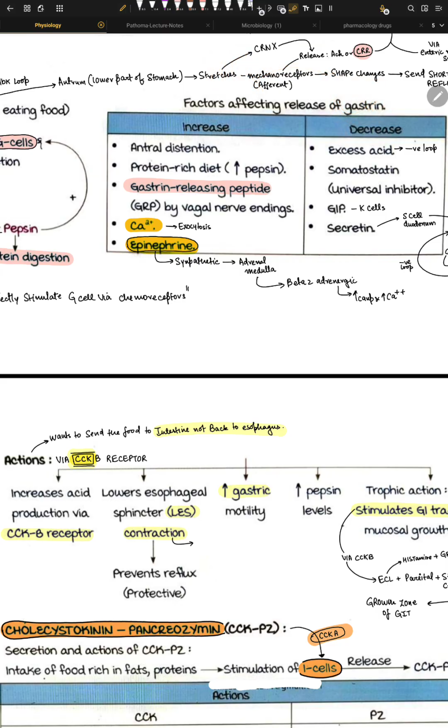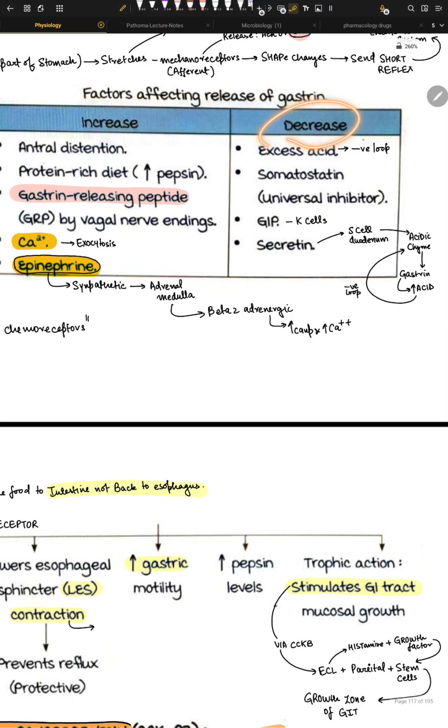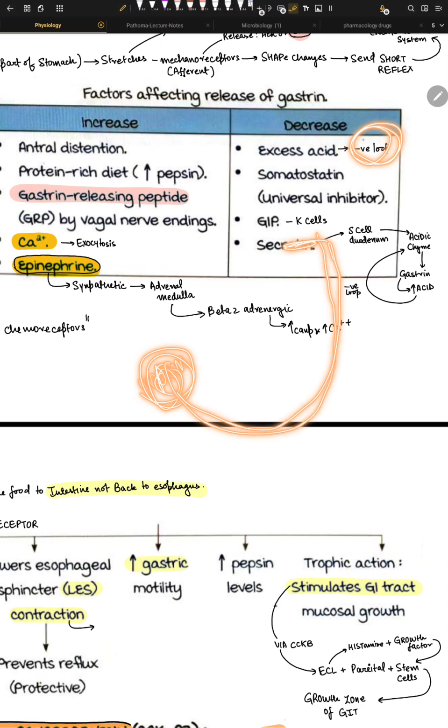This is why you should not take stress a lot of the time. You should try to minimize your stress in your daily life. What about decrease? Well, excess acid, thank God, God has given us this negative feedback loop. If a lot of acid is in the duodenum, it will go into this negative feedback loop and inhibit the release of further acid.